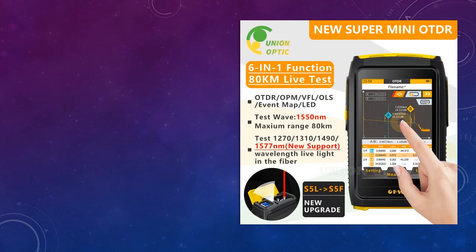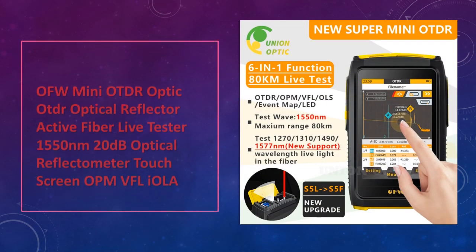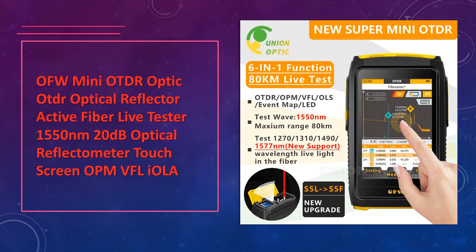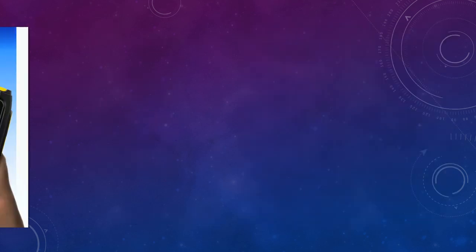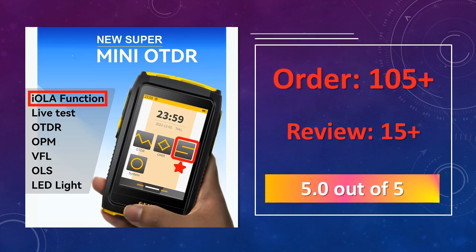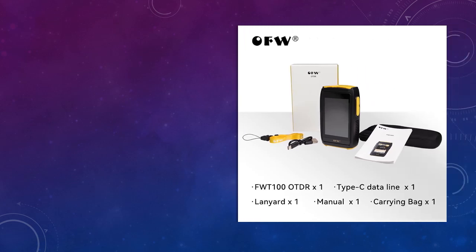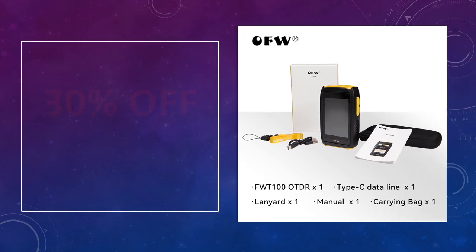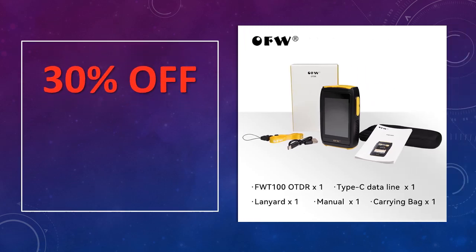At number 2. OFW Mini OTDR Optic Reflector. The OFW Mini OTDR Optic Reflector is an advanced optical fiber tester designed for active fiber live testing at 1550 nanometers with a 20 dB dynamic range. It features a touchscreen, OPM, VFL, and IOLA, making it ideal for accurate diagnostics and fiber network maintenance.